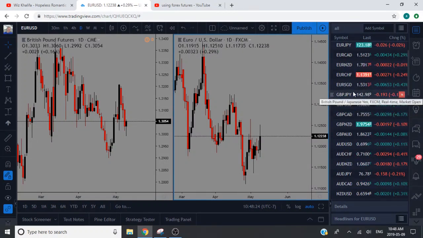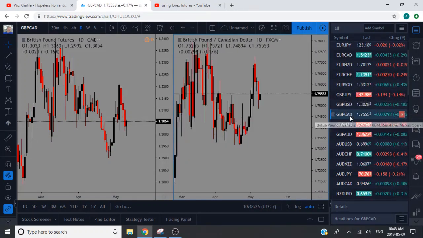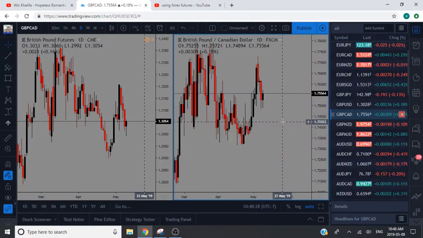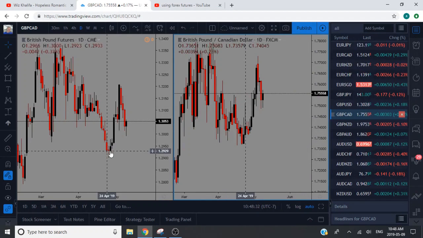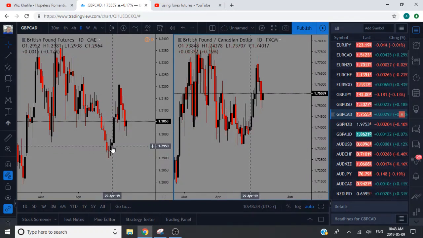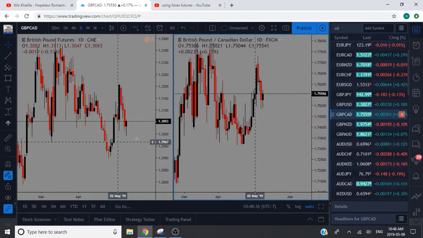We did Euro USD last time, so let's do pound CAD. Okay, so here we have this drop base rally. It's the exact same time here on the left. The rally started on April 30th. What happened on April 30th? The pound started rising very much.